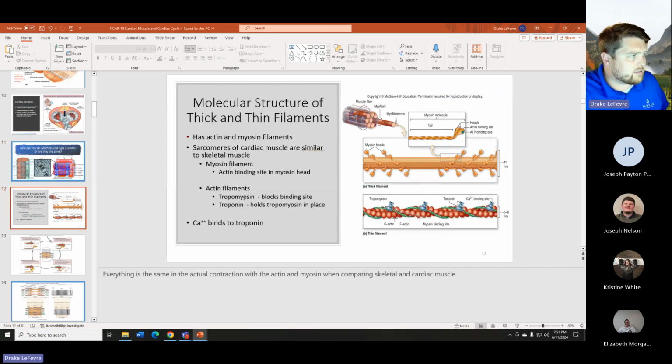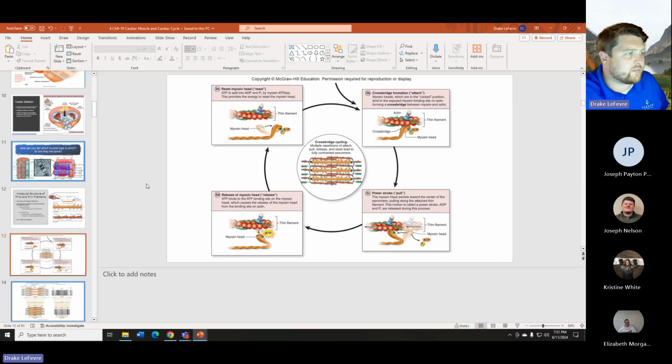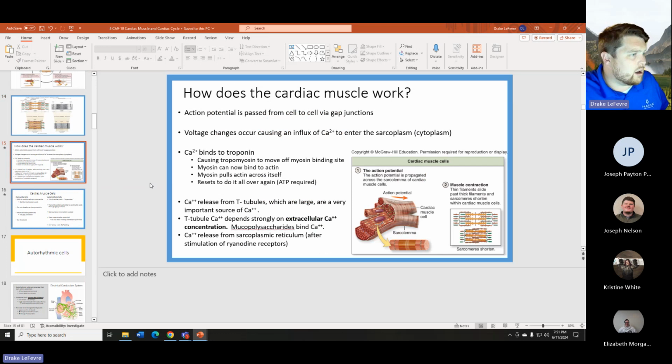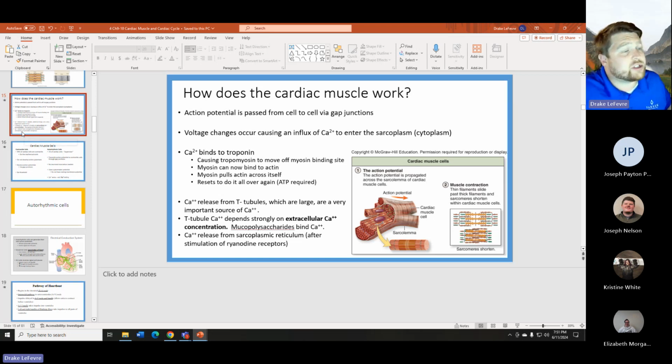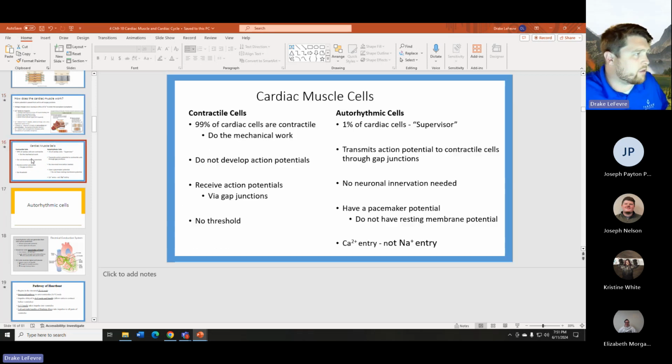Again, the heart has the actin and myosin filaments. It's very, very similar to skeletal muscle as far as the tropomyosin, the myosin, all of those filaments, calcium binding to troponin, all of that is very, very similar. The cross bridge cycling, the power stroke, all of that stuff is essentially identical. The big difference is going to be the actual action potential itself, how it's generated, how it's started, and then some of the ions that perform in it.